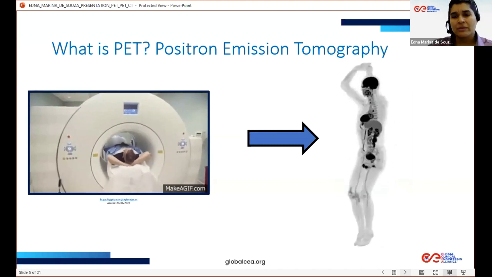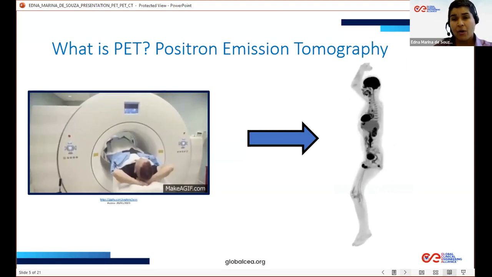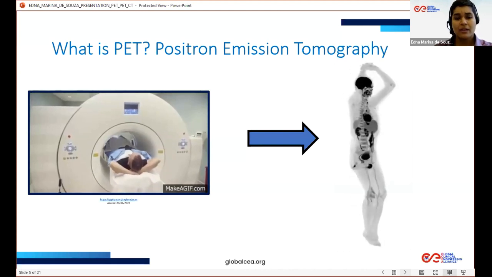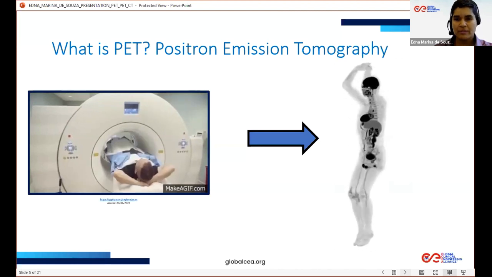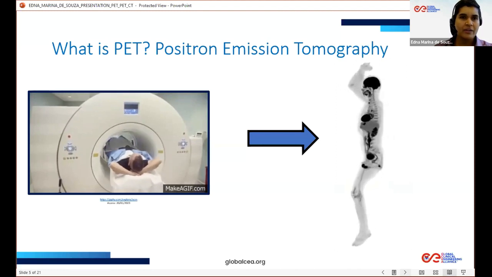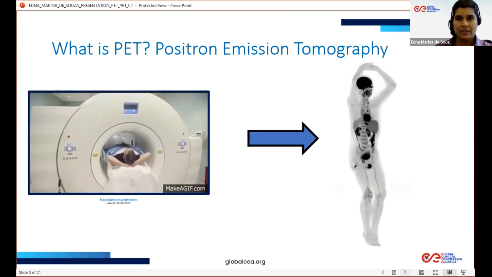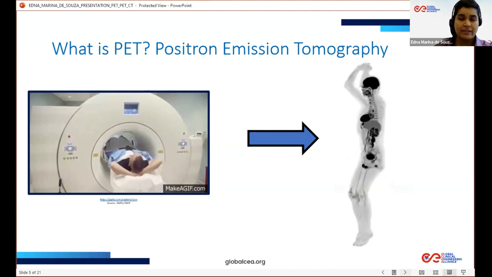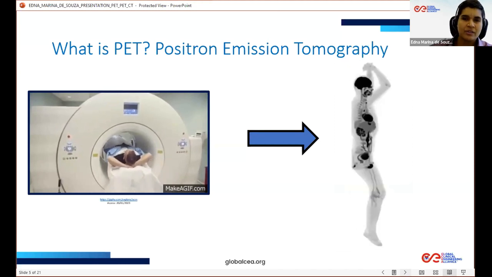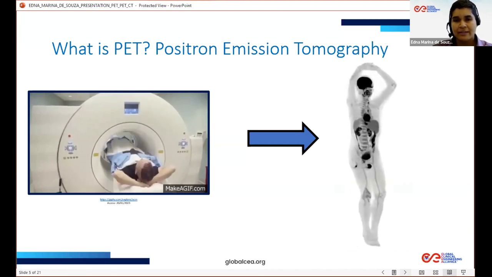In the example on the right, we have an image based on the radiotracer called FDG, which is a glucose-like molecule labeled with the positron emitter fluorine-18. So all the tissues with high glucose activity tend to uptake most of the FDG injected, and the image displays the biodistribution of this molecule across the body, as you can see in the image on the right. Next, please.